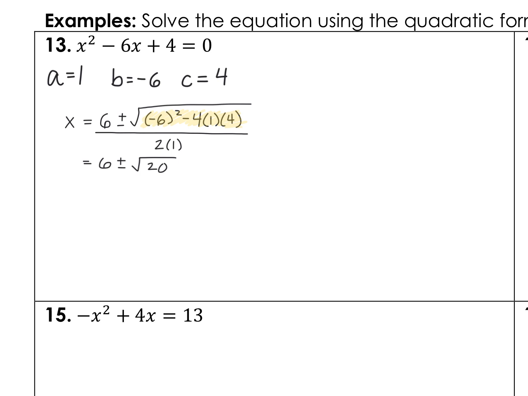I'm writing. All over 2 times 1, which is 2. If I find something that all of them in the triangle divide by, then I should reduce it. Notice the 5 does not get divided.